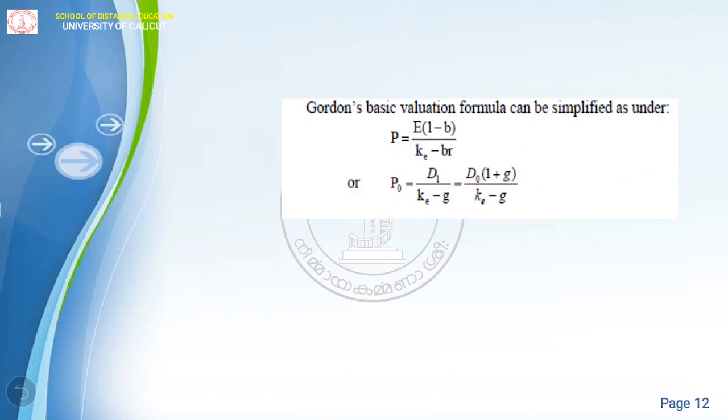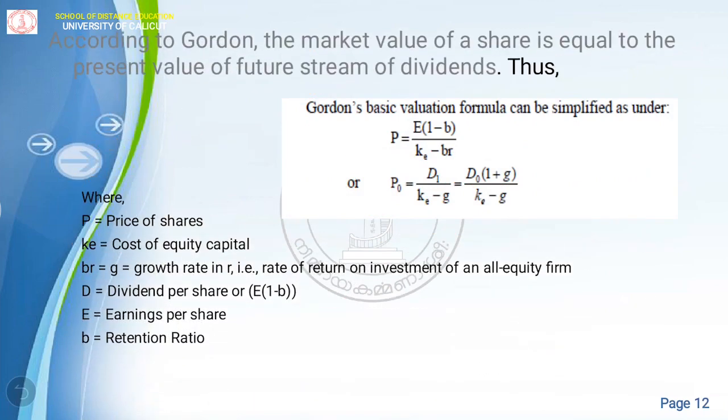Based on this assumption, Gordon explains his theory. According to Gordon, market value of the shares equals the present value of the future stream of dividend. So Gordon's basic valuation formula is, you can see, P equals E into 1 minus B divided by KE minus BR. So this is the theory explained by Gordon.